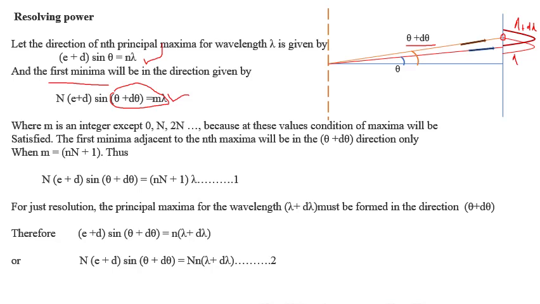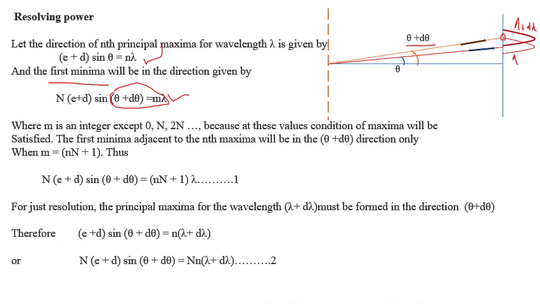I think it is clear to you that the equation for minima in a grating is (N e + d) sin theta = m lambda. But here, because the minima of lambda is forming in the direction of theta plus d theta, instead of writing theta, I have written theta plus d theta. So this is my equation for the minima.